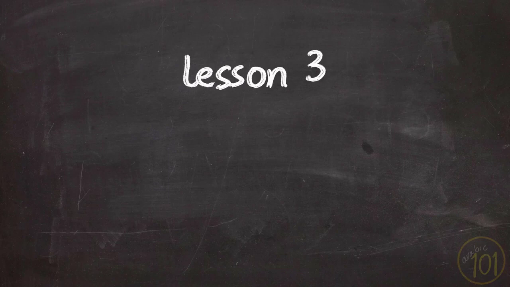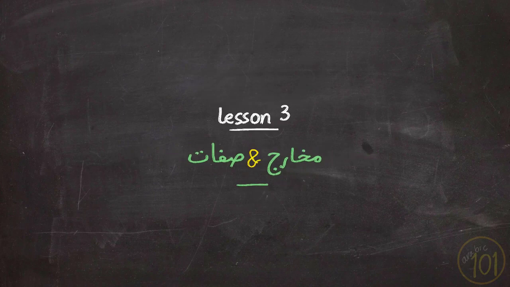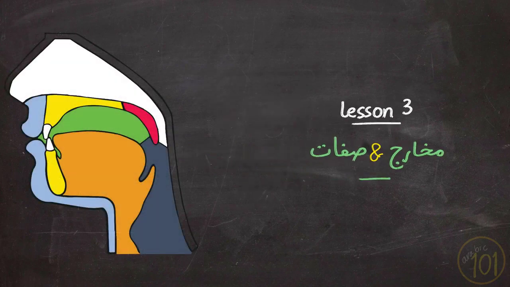This is Lesson 3 of Makharij and Sifaat series. In Lesson 2, we started tackling the second area of articulation, which is the throat.